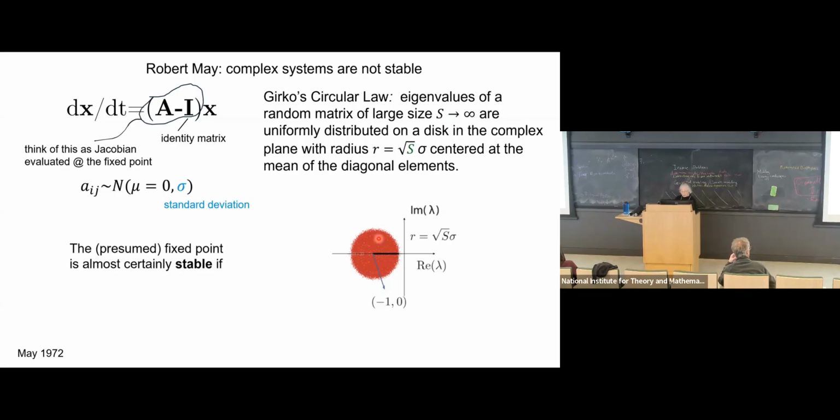So for this to be stable, these all had to be negative; the real part had to be negative. So the fixed point is almost certainly stable if one is bigger than the radius, which is the standard deviation of interaction strength times the square root of S. So then he claimed that if the community is very big, you have a big S, and it's very unlikely for this to hold, and therefore the community will be unstable. Now that claim was kind of sensational, in the sense that we know natural ecosystems are really complex, so why is that?